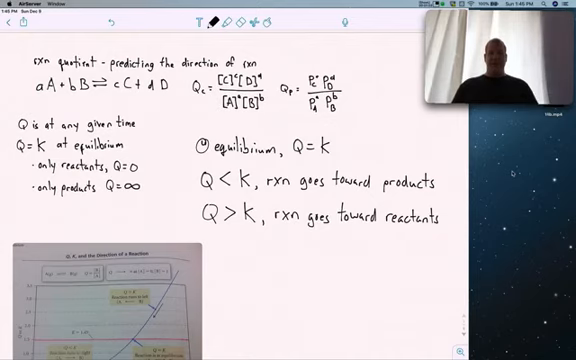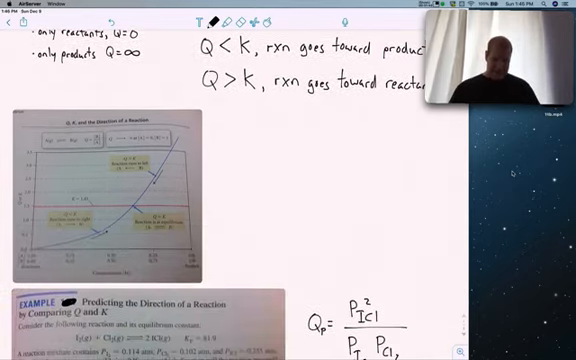I've already mentioned that. If Q is less than K, that means we have too little products: the top number is too small and the bottom number is too big, so more products will form and more reactants will be consumed, so it shifts right towards the products. If Q is too big, the top number is too big and the bottom number is too small, so products will be consumed and more reactants will form. It'll go towards the reactants. It'll shift left.